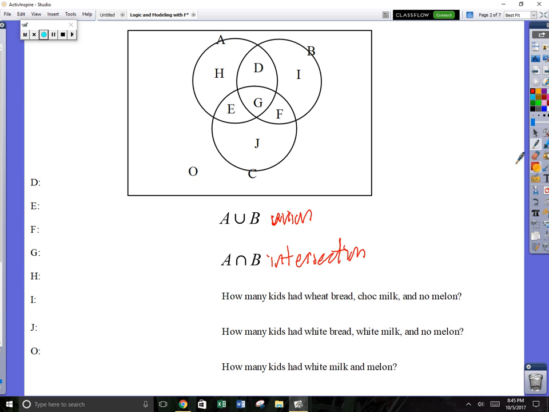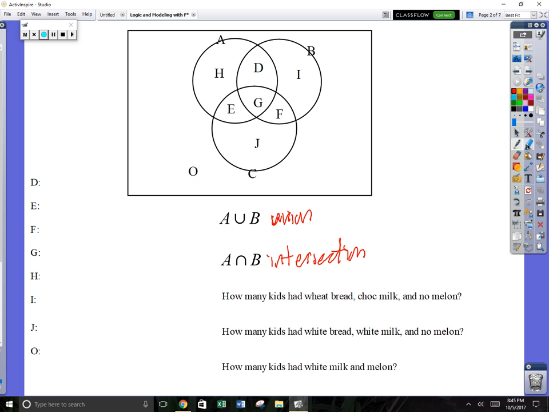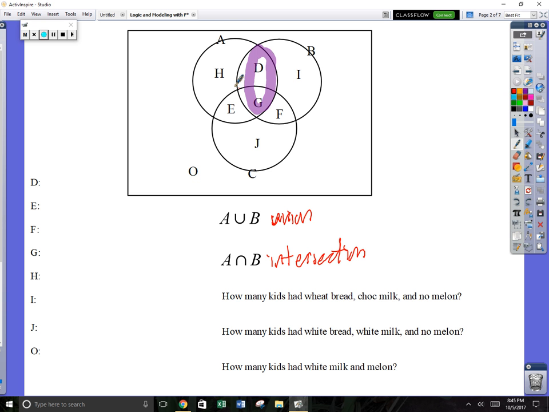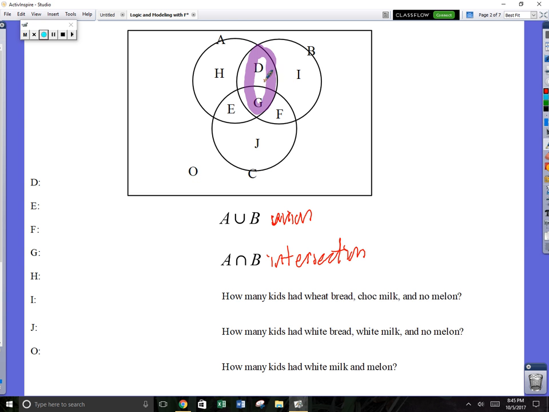Okay, intersection is easier. So the intersection of A and B, that's where circle A and circle B overlap. So that's this region right here. So for the intersection of A and B, you take all the kids that lived in region D, which were 7 of them, and all the kids that live in G, which were 3 of them, and that is 10 kids.